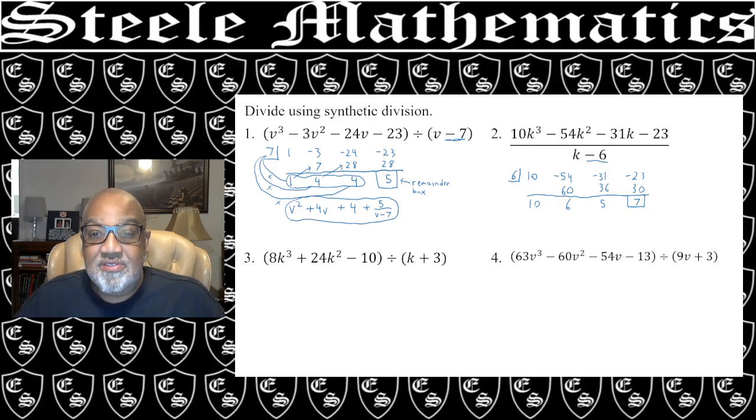So the 10, the 6, and the 5 represent the coefficients of your quotient. Therefore, since the highest power of the dividend is k to the third, you can start off with one power lower. So that's k squared plus 6k plus 5. And 7 is the remainder. Therefore, it will be 7 over k minus 6.